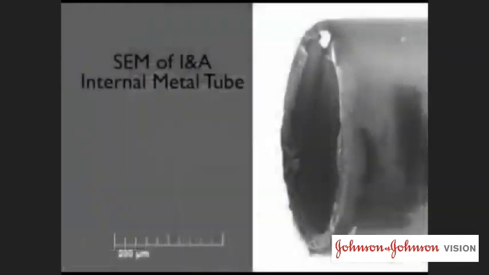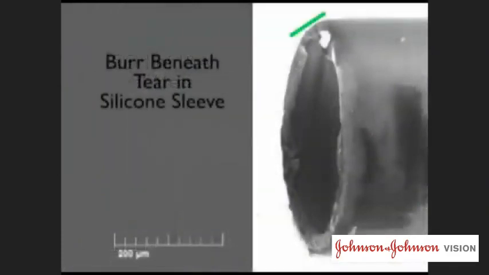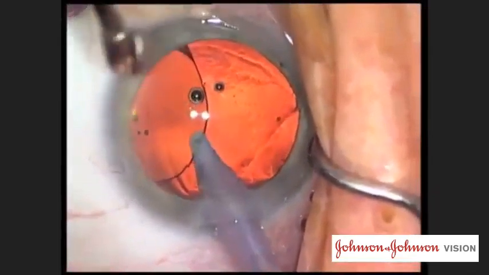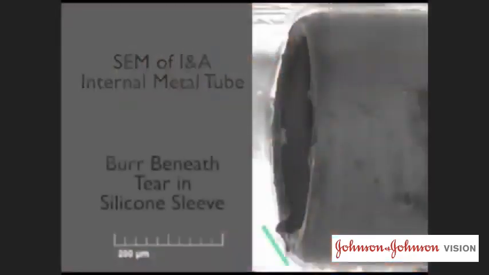Removal of the silicone sleeve revealed large burrs in the end of the metal tube beneath the tear in the silicone sleeve. This PCR was caused by aspirating the posterior capsule through the tear in the silicone sleeve where it encountered the sharp burr in the underlying metal tube.